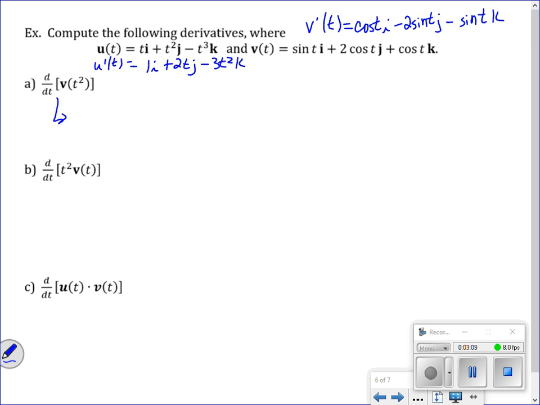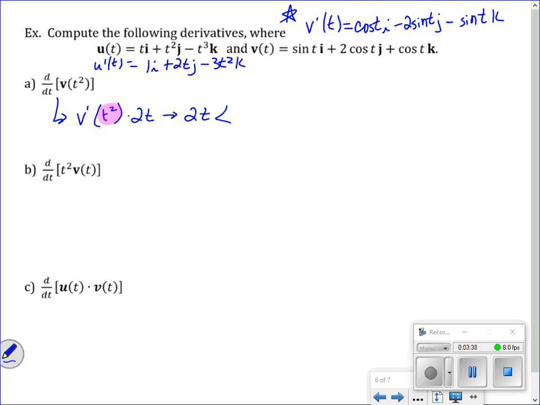So this is like a chain rule. I have basically to do the derivative with t squared put in, and then times the derivative of t squared, which is 2t. Since I already have my derivative of v right up here, this is going to be a little bit easier. So I'm just going to multiply 2t times the derivative vector of v, and all along as I do this, I'm going to be putting t squared in place of t.